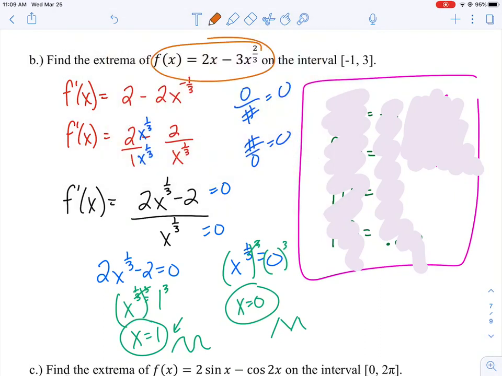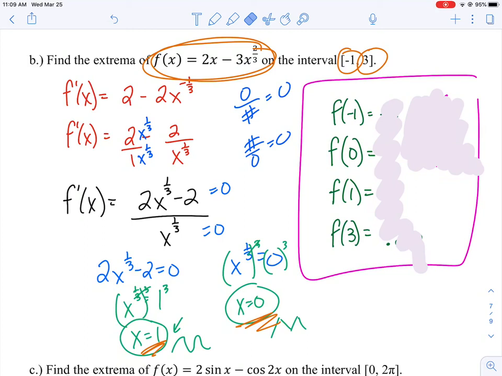My next step, now that I've found my critical numbers, is to plug them in. Remember, we plug them into my original function because I want to know where I'm at, not necessarily what my derivative is anymore. But who could be higher or lower than those critical numbers? Our endpoints, right? So not only do I want to plug in my 1 and my 0, my critical numbers, I also want to plug in my endpoints, -1 and 3.